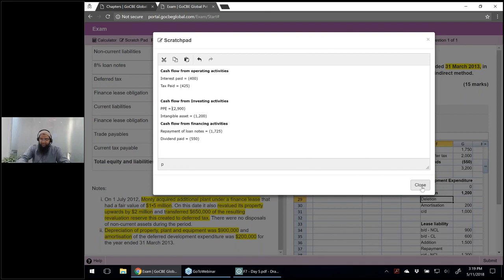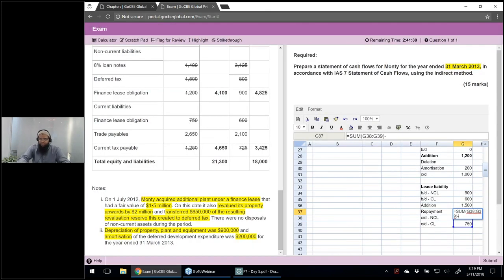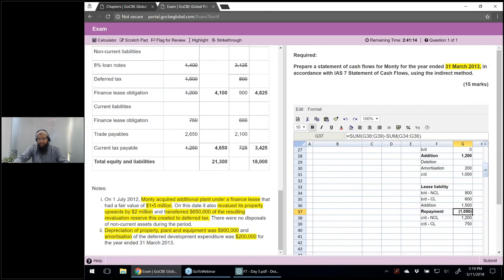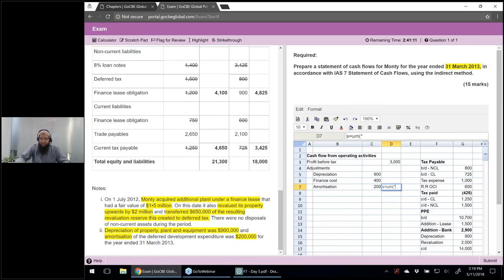And then we have lease liability, where we are going to find the repayment. So the repayment is 1,050, which will be taken to the financing activities. Repayment of lease liability is equal to negative 1,050. So that's it. All impacts done. Let's calculate the sum of these values. So the sum is going to be 1,500.